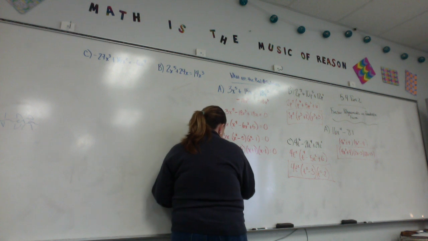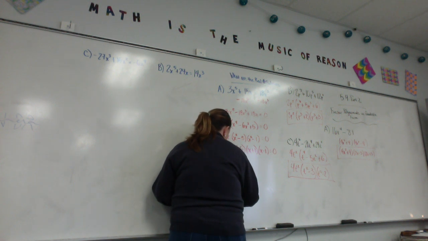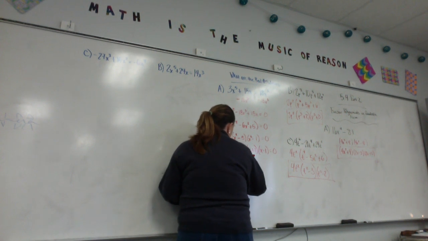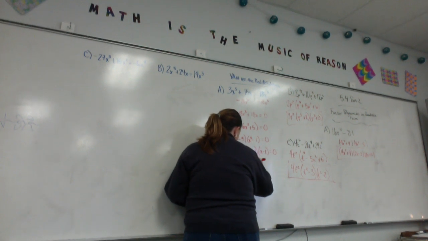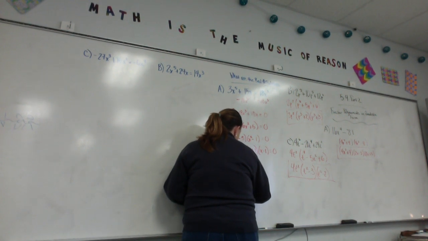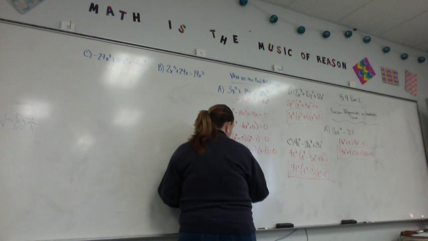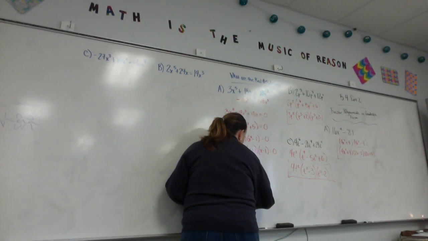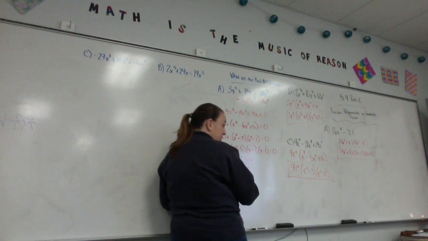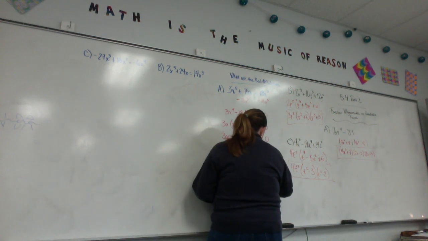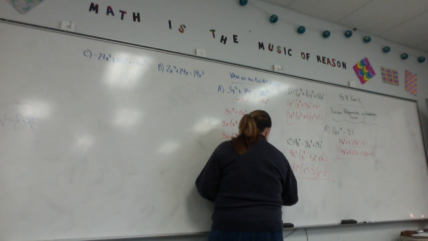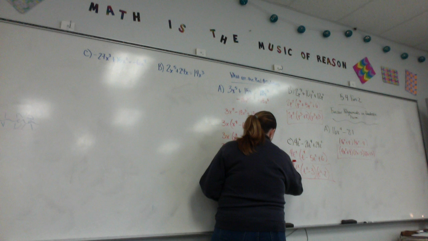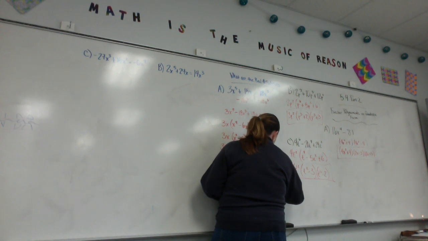Okay, so to get my real solutions, I set each piece equal to 0. So 3x equals 0, divide by 3, which means x equals 0. x squared minus 5 equals 0, so x squared equals 5, and then take the square root, and x equals plus or minus radical 5. x plus 1 equals 0, so x equals negative 1. x minus 1 equals 0, so x equals 1. Okay?